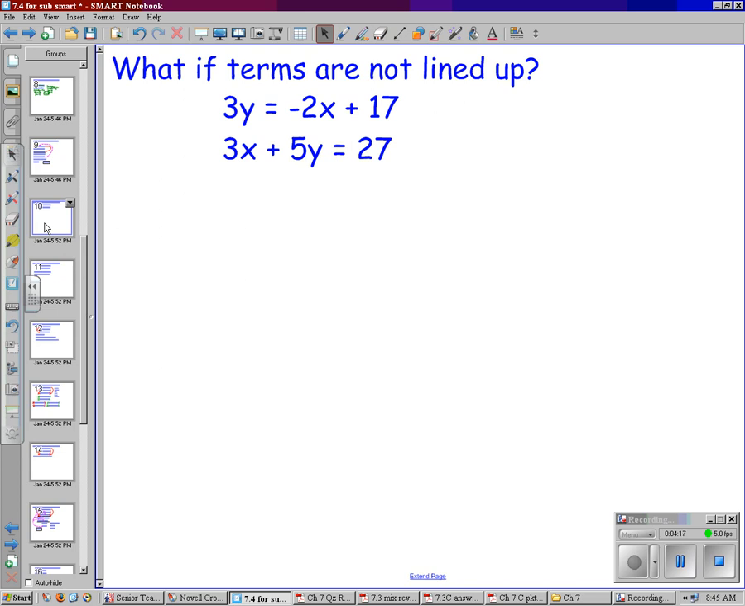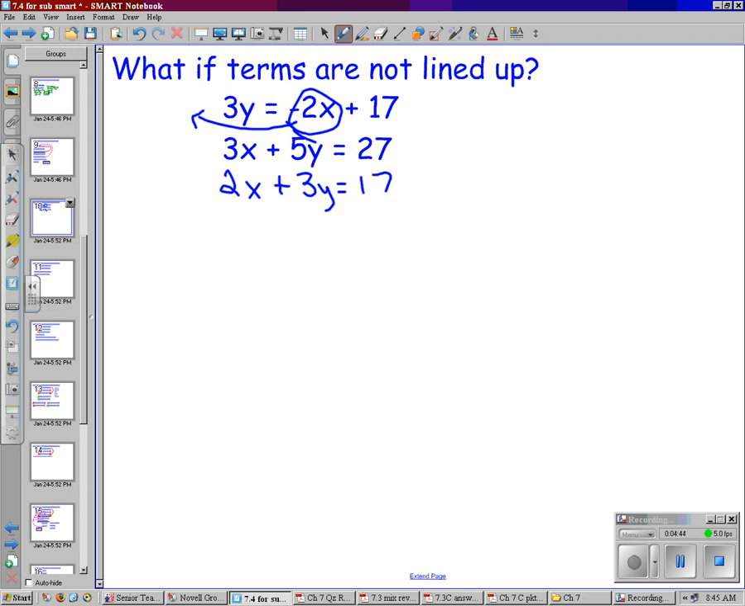Why do you suggest the top one, Andy? Well, because it's easier to just add the 2x to the other side instead of moving 3y over and then moving the 17. Okay, a lot less moving. So let's move this -2x here over to the other side so that we'll have what kind of a 2x? Positive. So positive 2x plus our 3y equals 17.